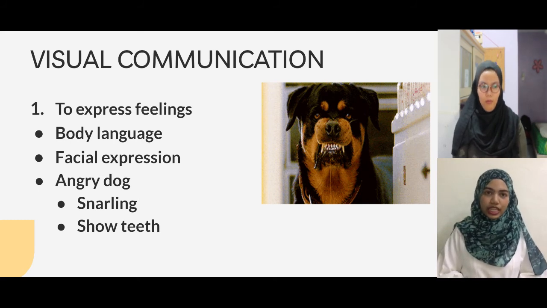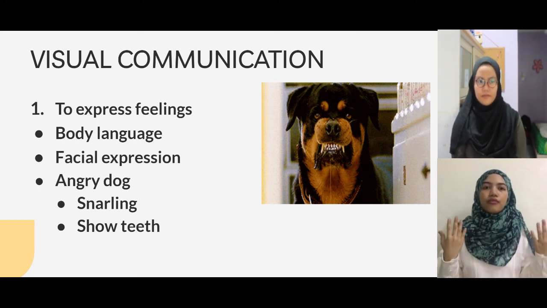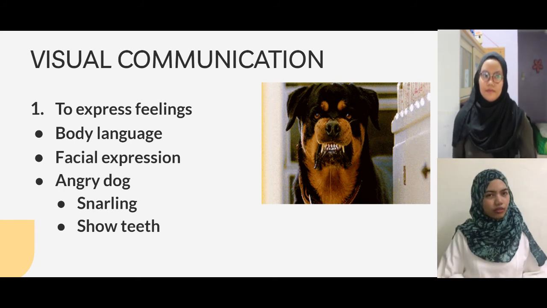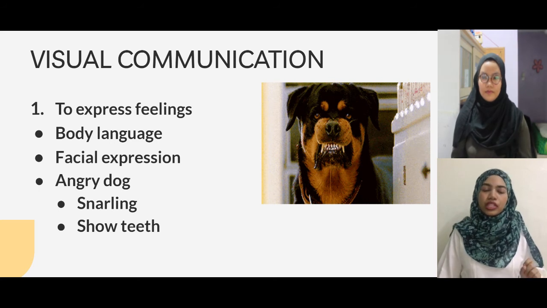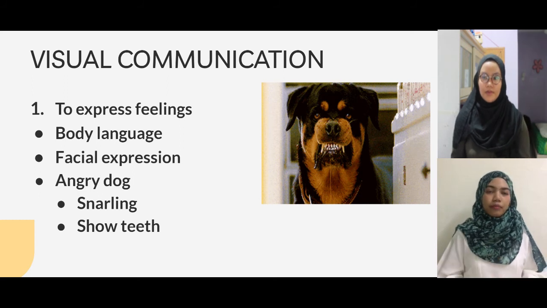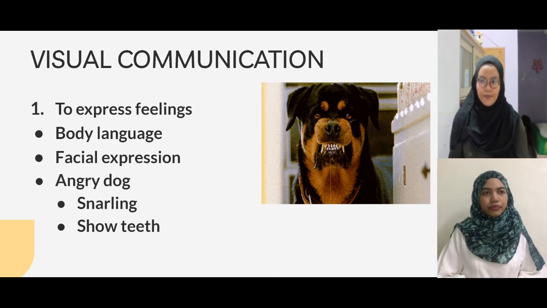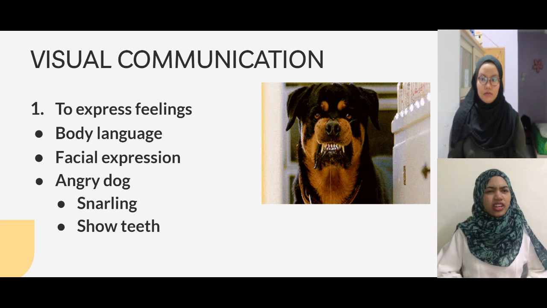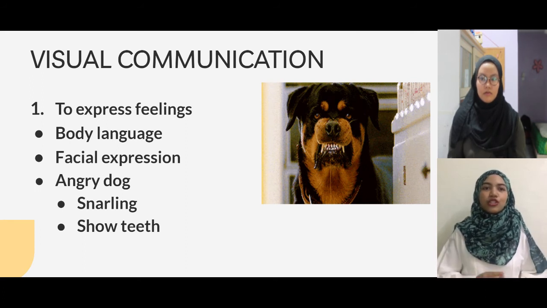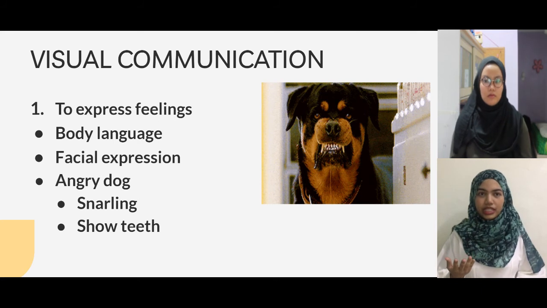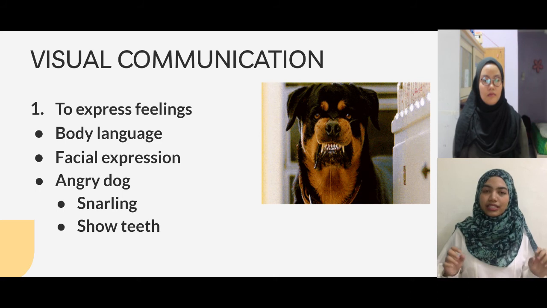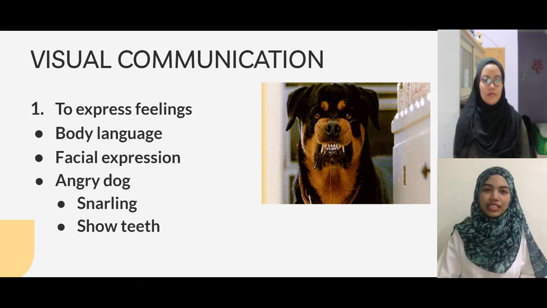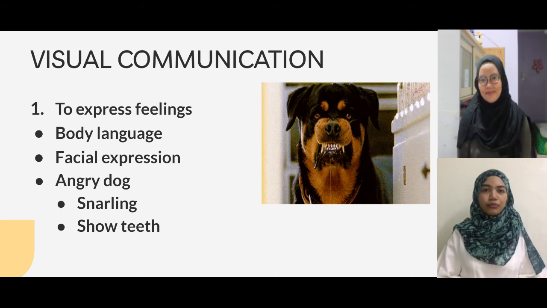Through body language, animals can show how they are feeling inside naturally using body movements such as tail wagging, while through facial expression, they can show straight on their face whether they're feeling happy or angry. For example, a dog can show that they are feeling angry through their facial expression by snarling and showing their sharp teeth so that they can intimidate either the prey or the predator.